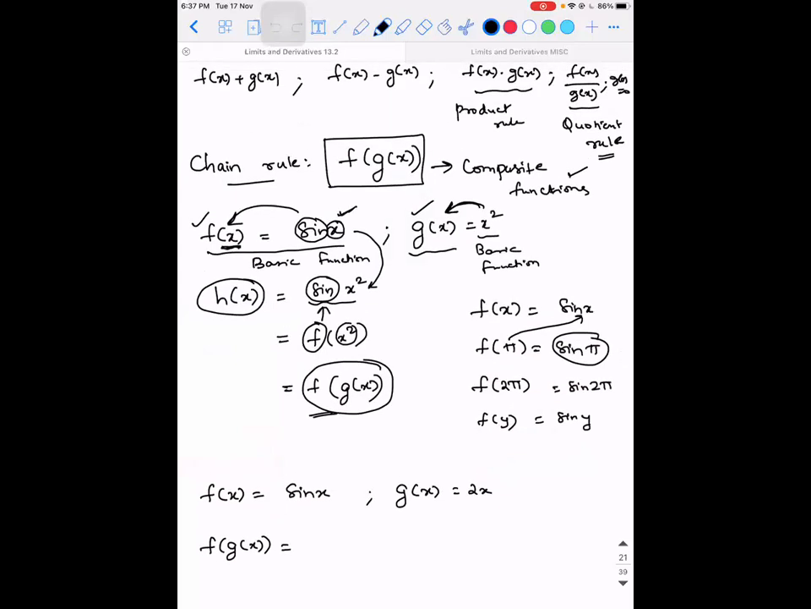Explaining that f of x and g of x are basic functions, and you're explaining about substitution. Okay. So did you hear till f of g of x? No, sir. You were explaining about the h of x part, sir. Okay.